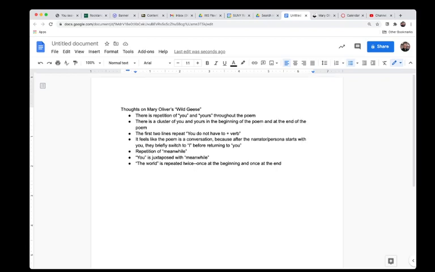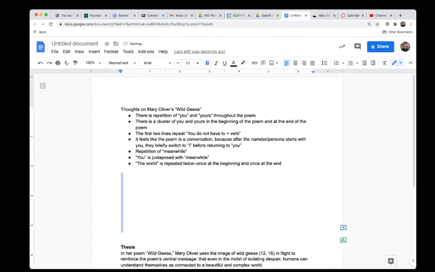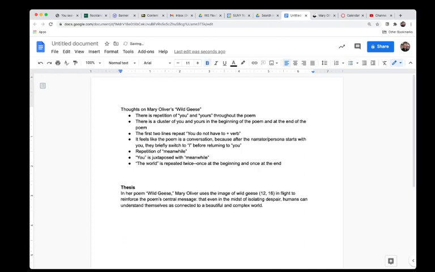And so I'm going to show you my thesis. I'm going to reveal the thesis that I came up with by looking at the phrase wild geese. This is my thesis. In her poem, Wild Geese, Mary Oliver uses the image of wild geese in flight to reinforce the poem's central message, that even in the midst of isolating despair, humans can understand themselves as connected to a beautiful and complex world. Okay? That is an argument.